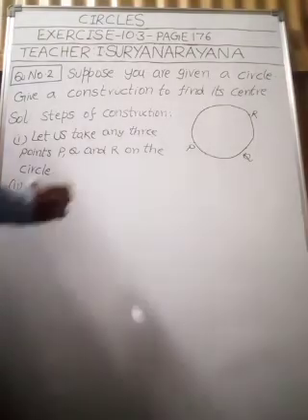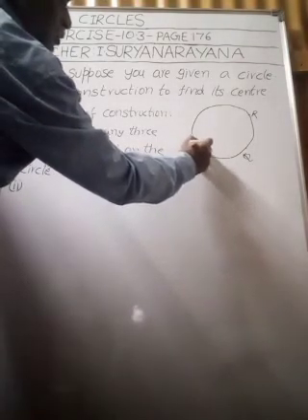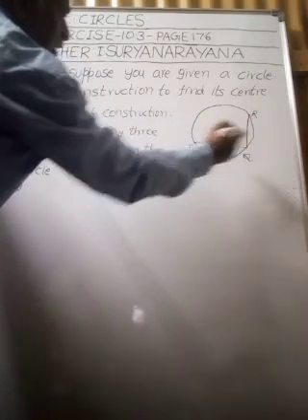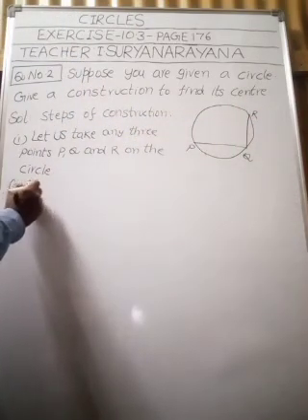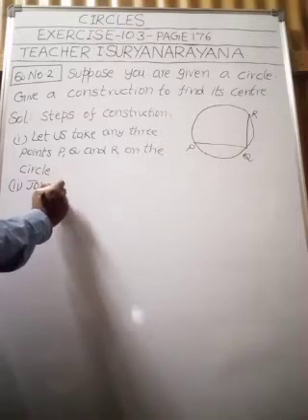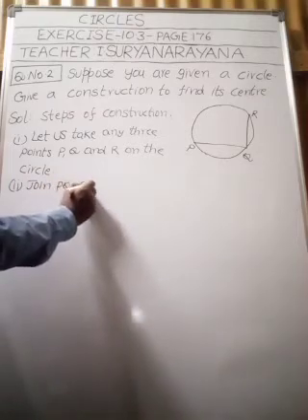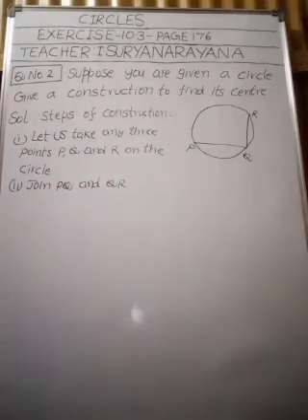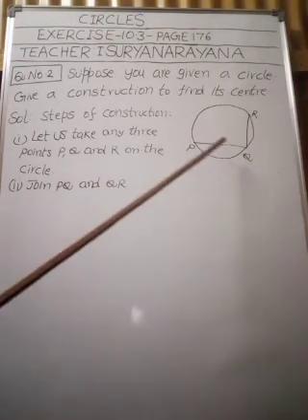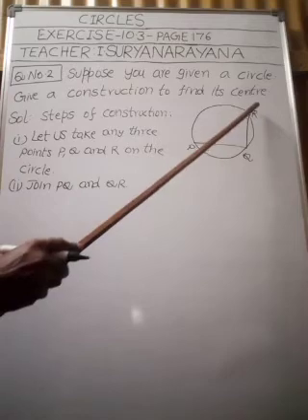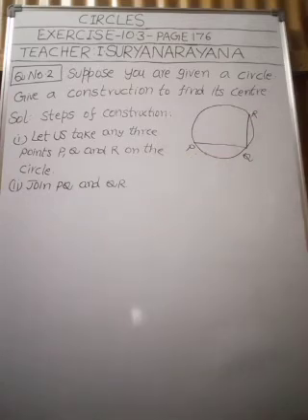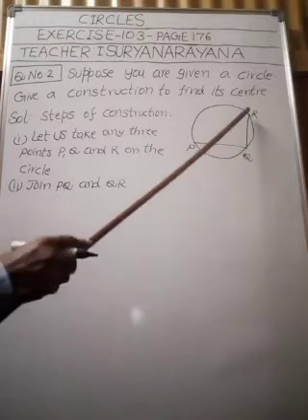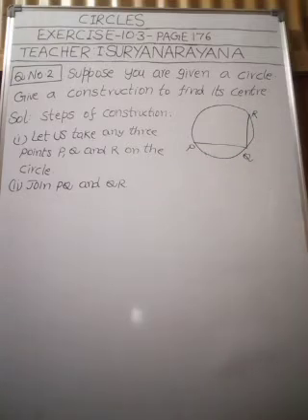Let us join PQ and QR. This is the second step. We have to join PQ and QR. Understood this point, my children? Then we got chord PQ and another chord QR. Okay, my children? Right.